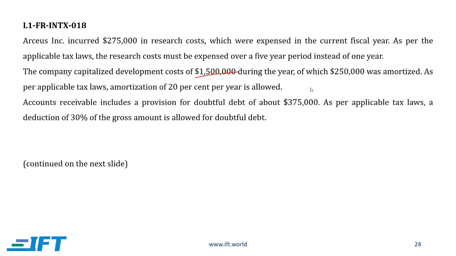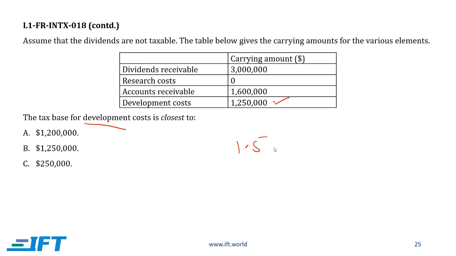How much do we need to reduce? What is the amortization rate? 20% per year. Where is it applied? In your textbooks. So 1.5 minus how much? 300,000. Where is this 300,000 coming from? 1.5 million into 0.2. This gives you what? 1.2 million. So the correct option is A.